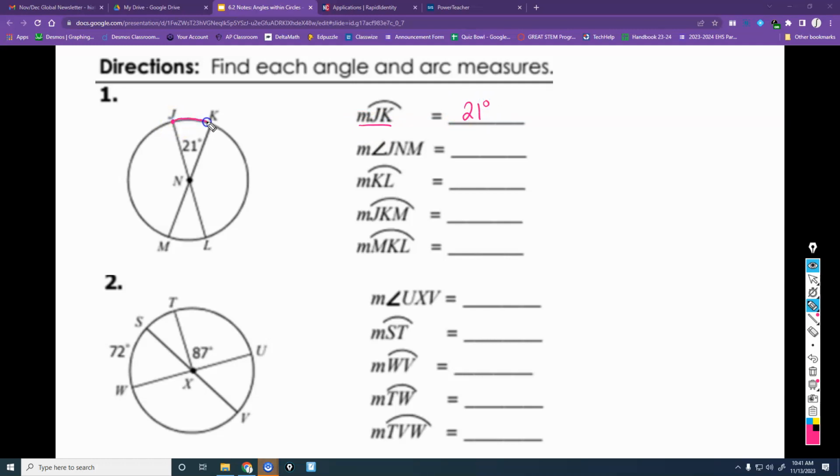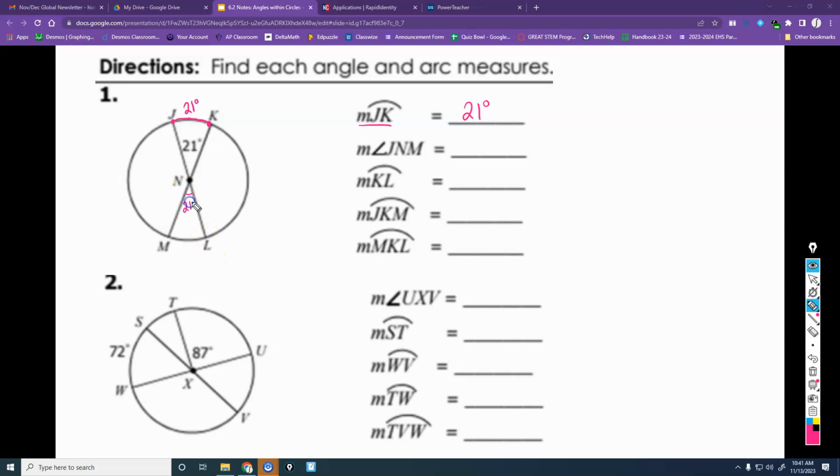They're asking for this arc right here. And the arc has the same degree measure as its central angle. That's the central angle. N is the center of that circle. Okay, now we've got to figure out some other angles or we're not going to be able to answer anything else, right? So, who can tell me the measure of another angle that would be on here? Anissa? ML would be the arc right here. If I want to name that angle right there, how would I name it? MNL.